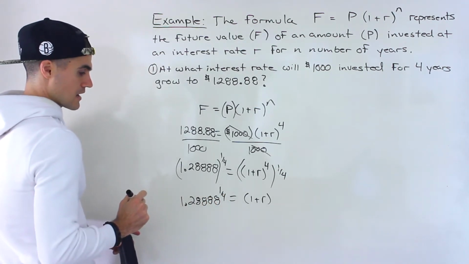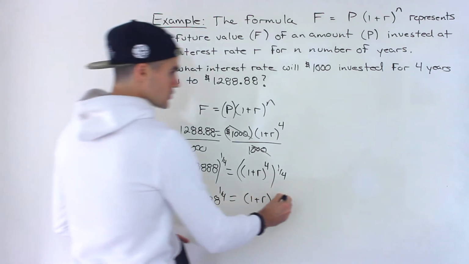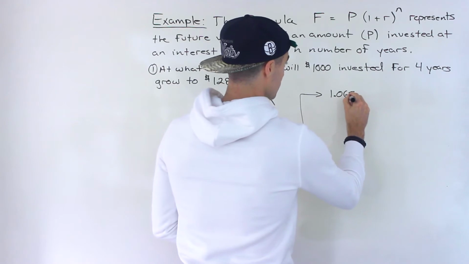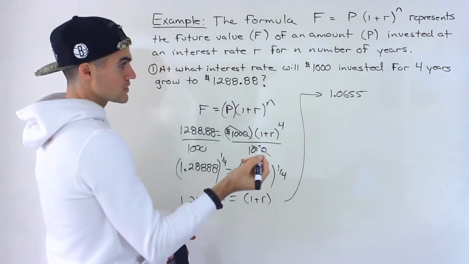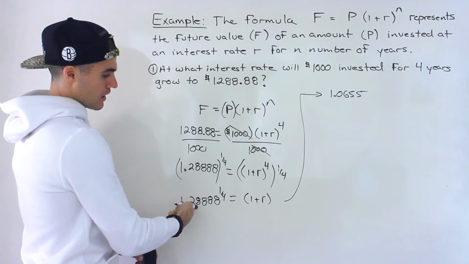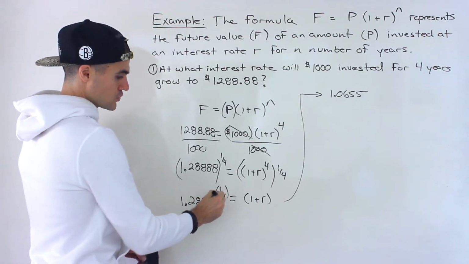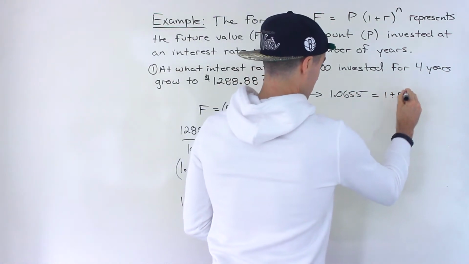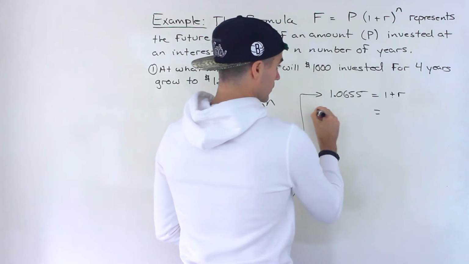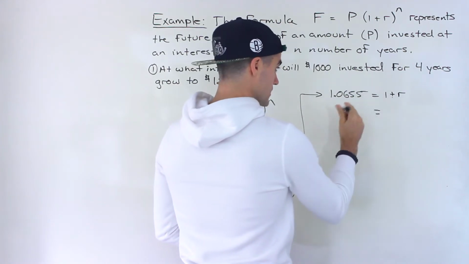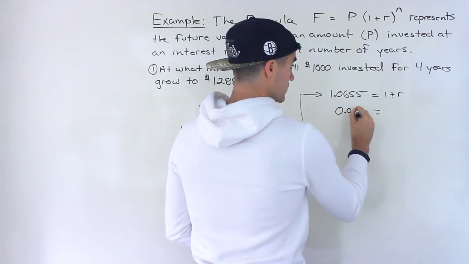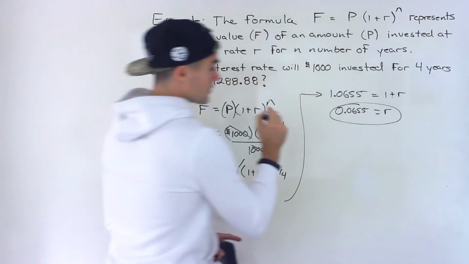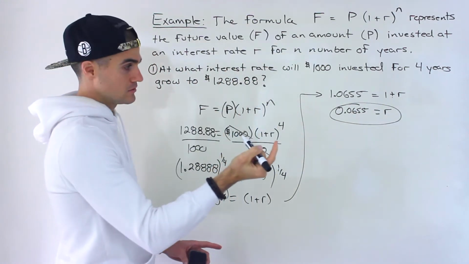On this left side, when you actually do this calculation, what you would end up with is 1.0655 approximately, if you round to 4 decimal places. If you do this in your calculator, when you're taking it to the power of 1 over 4, make sure you put that in brackets. And then the right side stays the same. Bring the 1 over, and you'd have 1.0655 minus 1, which would give you 0.0655. And so that's the interest rate. Now this interest rate in this formula is always going to be a decimal, as you see.